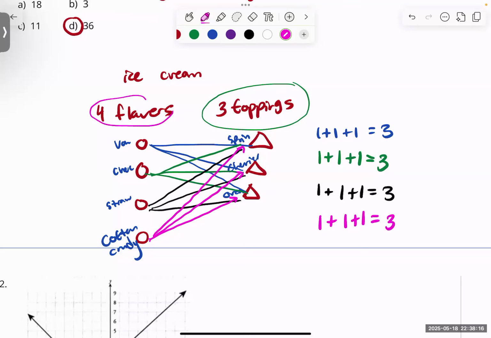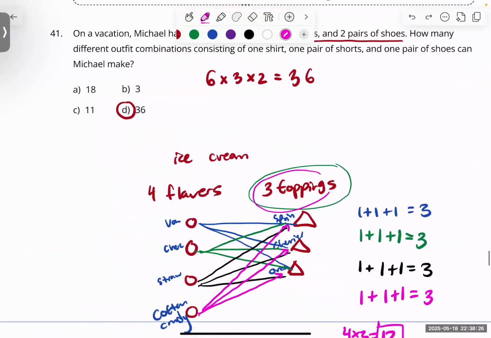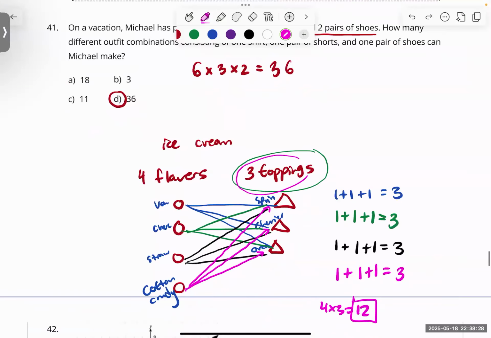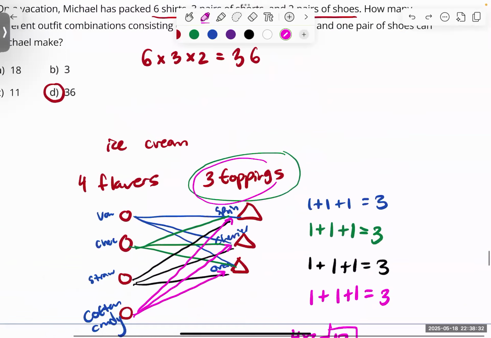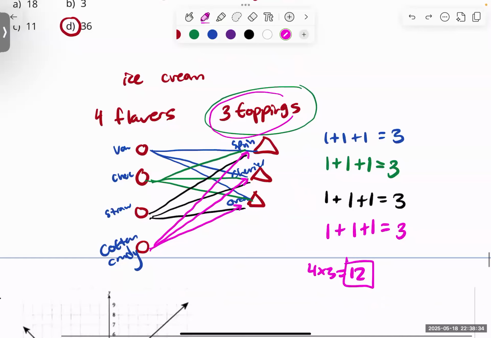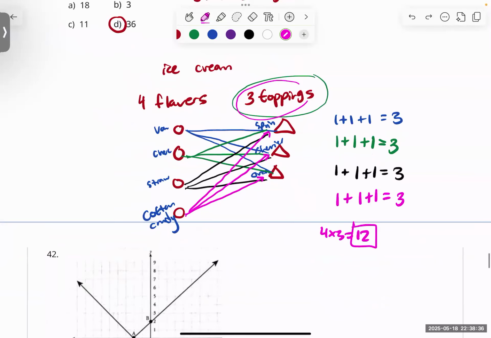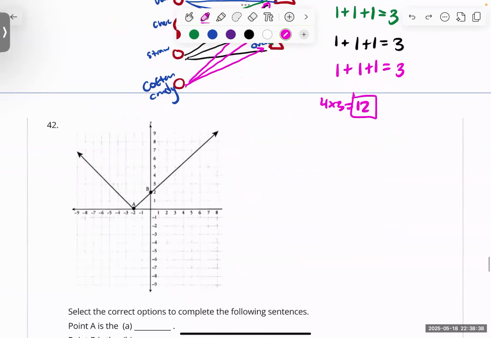So I have 4 flavors times 3 toppings. 4 times 3, that's 12 combinations. That's already getting a lot bigger. It's already getting more chaotic. So you can only imagine what 36 is going to look like. It's going to look huge. But essentially, this is the logic behind why you multiply everything. Thought I'd show a quick example. Let's keep going. We're almost done.